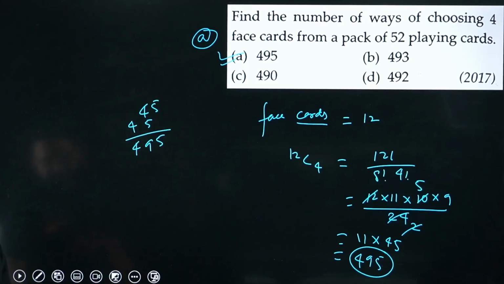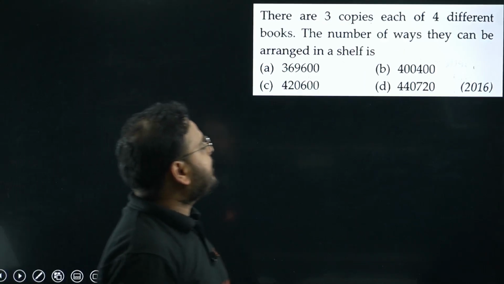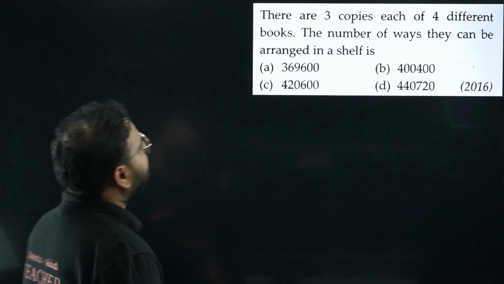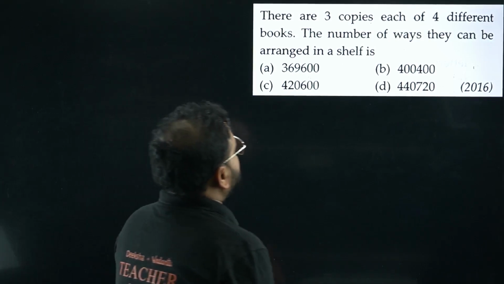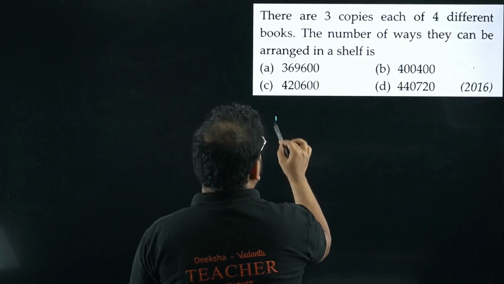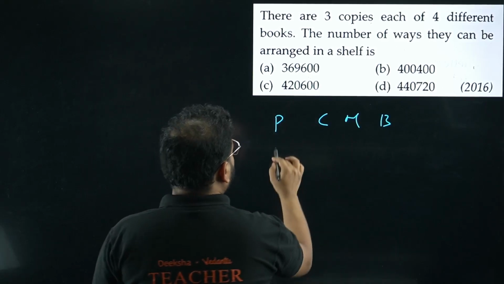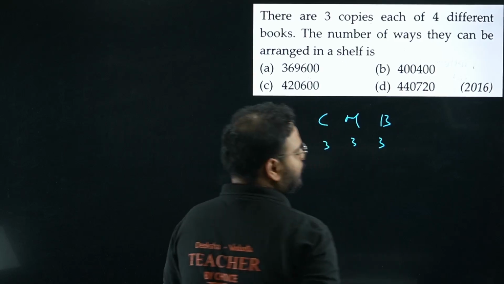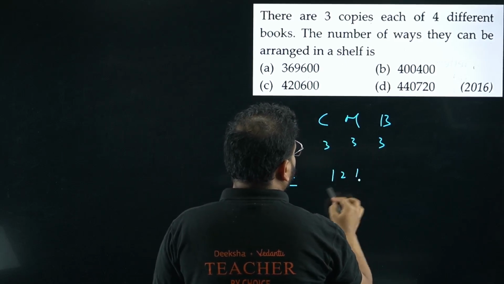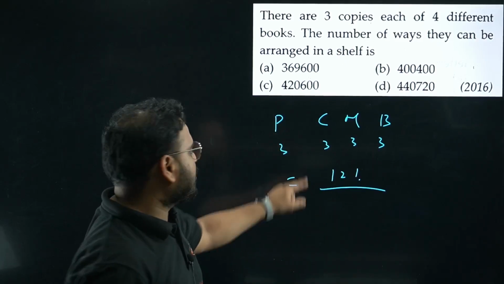Next one. There are 3 copies each of 4 different books. The number of ways in which they can be arranged. Let's say we have 4 different book categories, like physics, chemistry, maths, biology, with 3 books from each category. Total books will be 12. So 12 factorial divided by each category's arrangements. How much is there? Please check.